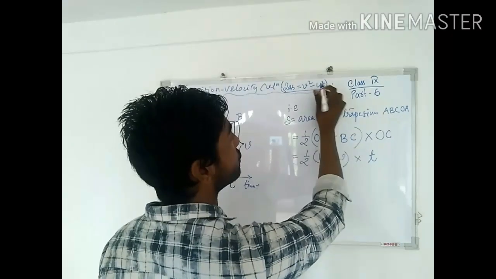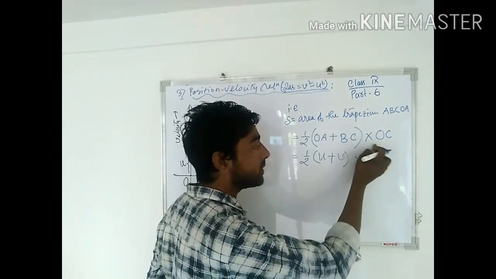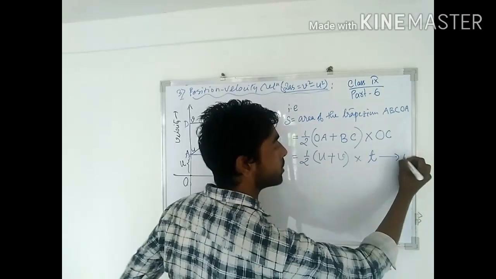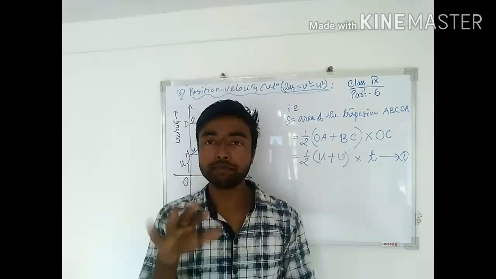What we have to find is twice AS is equal to V square minus U square. Now what do you have to do? You see, you need to write this time. Okay, give me equation number 1 here. This is equation number 1. Now you need to do some work here and there.